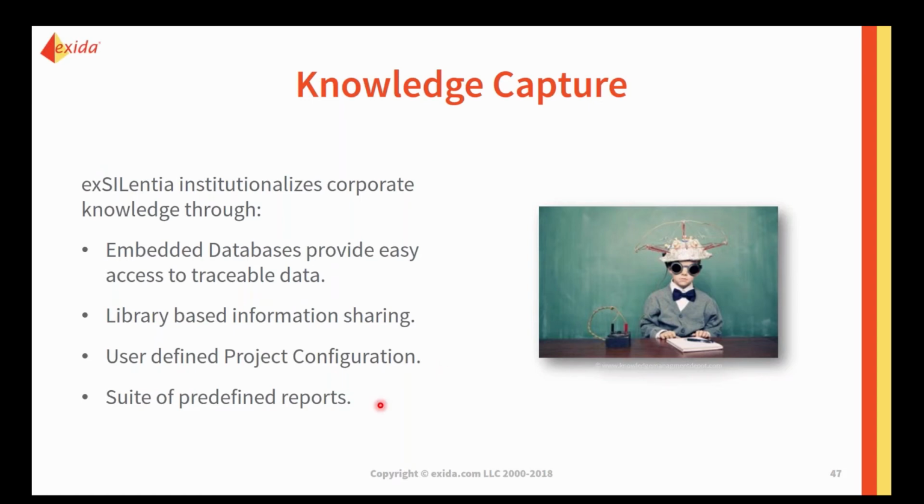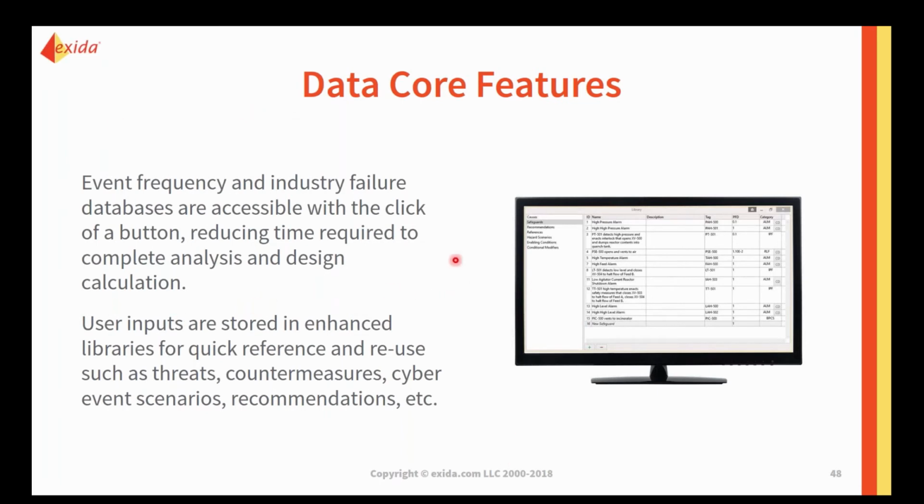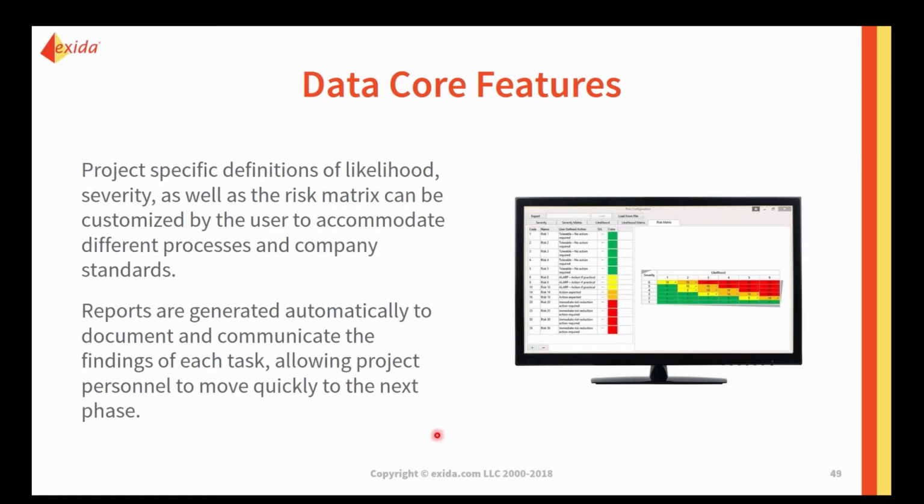And then as we saw on the last slide, there's a suite of predefined reports that allows us to share this information and easily communicate it. The data core focuses on storing these user inputs and enhancing the libraries. This allows for quick references and easily reusable information. So we can reuse threats, countermeasures, cyber event scenarios, and recommendations, all within a project. It helps us to move at a quicker pace and make sure that we're efficiently and effectively documenting our cybersecurity concerns. There are also project-specific definitions, such as the likelihood and severity for our risk matrix.